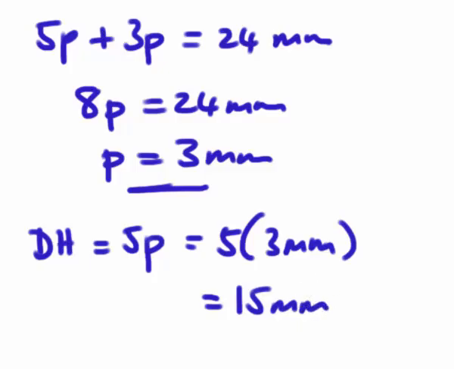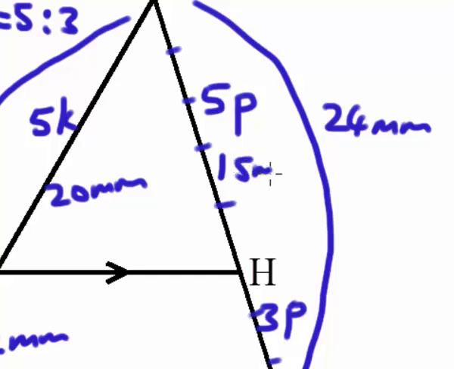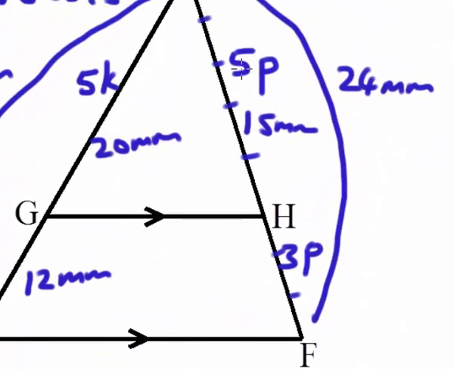Now look at that. If DH is 15, okay, that's 15 millimeters there. Remember the P, what was the P? The P worked out to be 3. So what you're dealing with here is 5 times 3. What's 3 times 3? It is 9 millimeters for HF. And what's 15 plus 9?